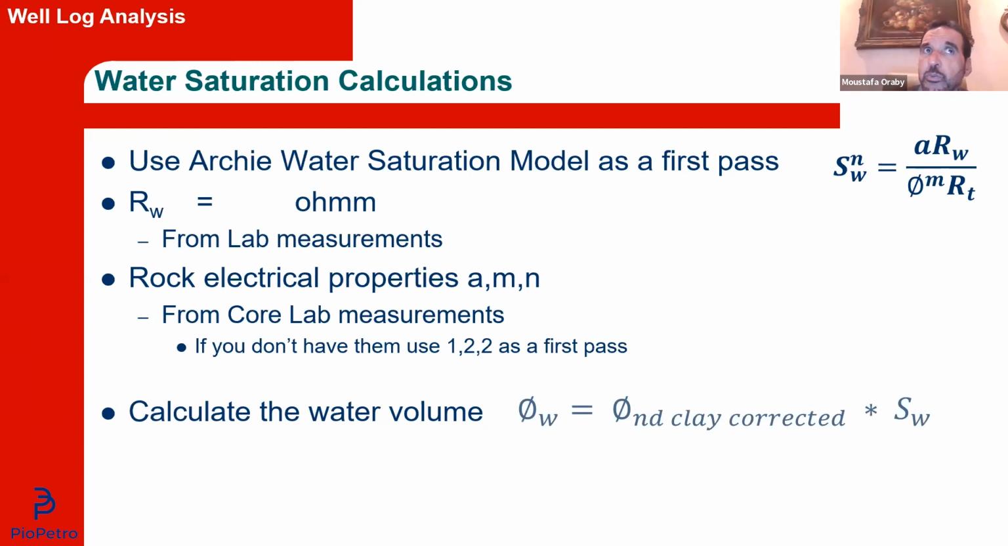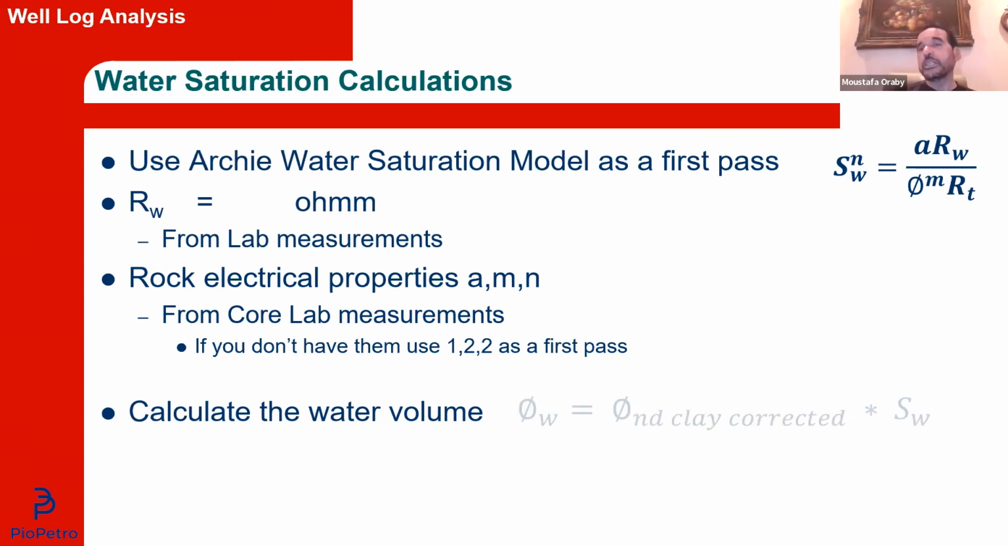Here is SW, assume SW is 40%, and you have 10 PU. This means that 4 PU are filled with water and 6 PU are filled with hydrocarbon. Okay, that's what 40% means. 40% water saturation means out of the 10 PU that you have, 4 PU are filled with water and 6 PU are filled with hydrocarbon. So you multiply SW by the porosity, gives you the volume of the pore space that's actually filled with water.